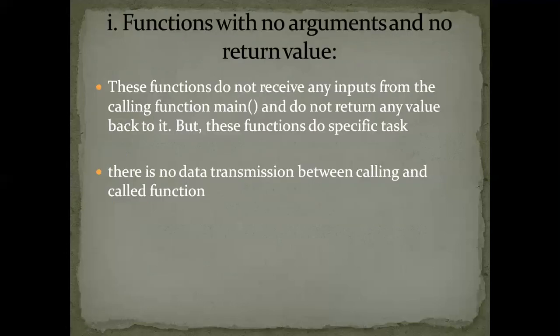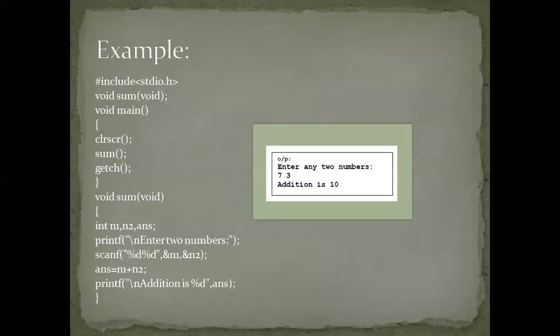So this is an example for function with no argument and no return value. Okay, so this is a header file. In this program, we are going to perform addition of the two numbers. So this is void sum void. Remember, void doesn't return any value. Here sum is a function name, and this void means we are not going to pass any parameter or argument to this particular function. This is called a function prototype.